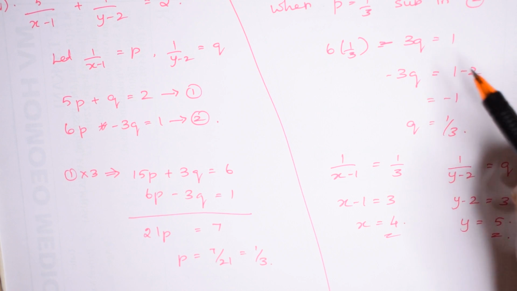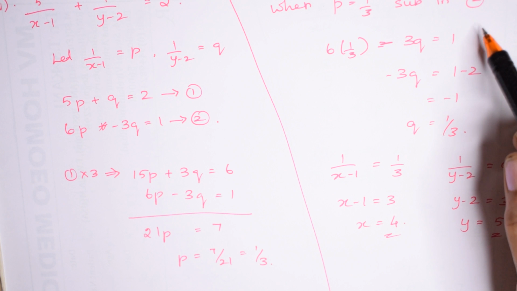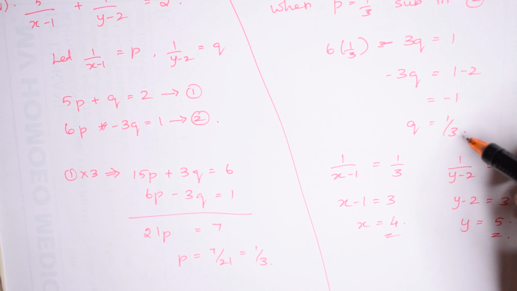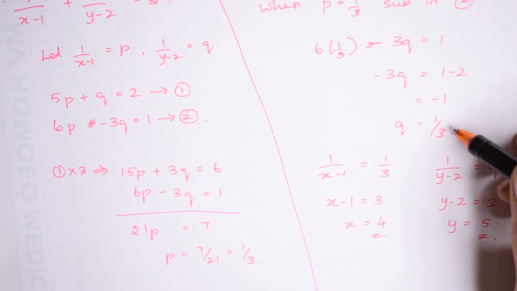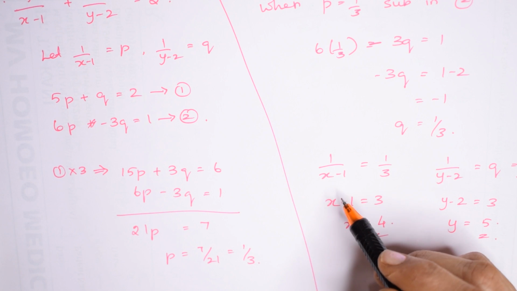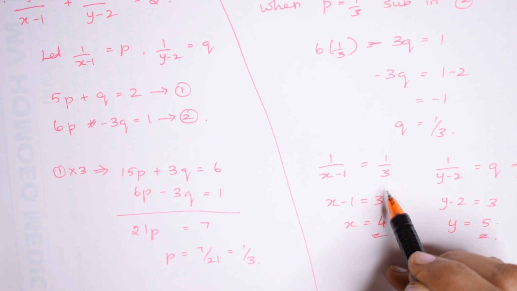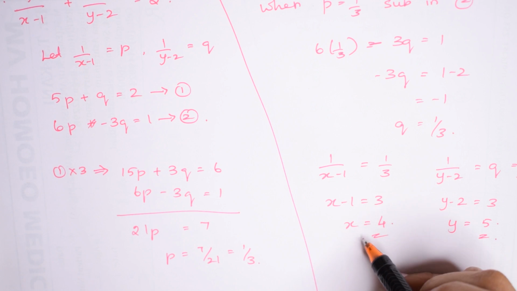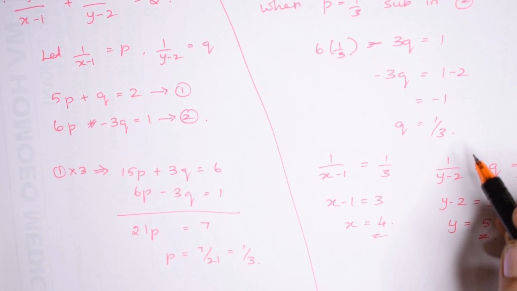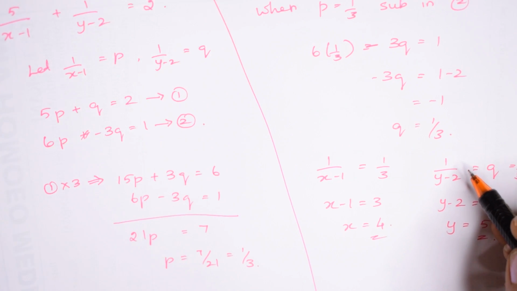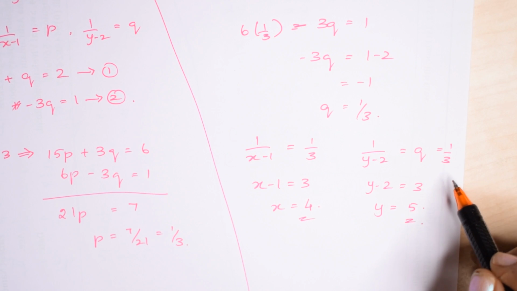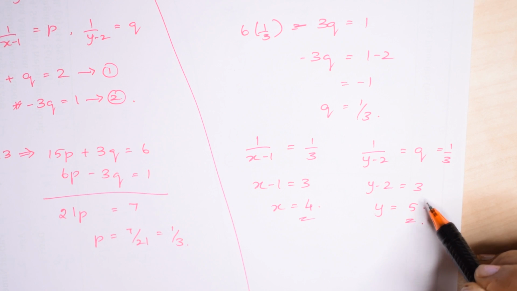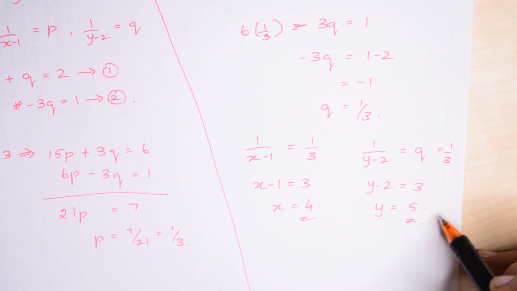When p is equal to 1 by 3, I am substituting that in the second equation and I get q is equal to 1 by 3 again. And I have used 1 by x minus 1 is equal to 1 by 3, right? So again I am substituting, x minus 1 is equal to 3 and x is equal to 4. The same way 1 by y minus 2 is equal to q and that is equal to 1 by 3. And so y minus 2 is equal to 3, y is equal to 5.